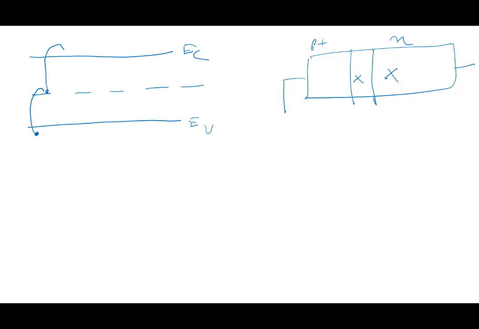If you just go with the simple model, how is my generation occurring? There's a defect level. Electrons go from the valence band to the defect level and then from the defect level up. So if you look at this point here, what is happening in this region? This region has lots of electrons already, lots of electrons, N. And what will these electrons do? They will try to fill the defect level.